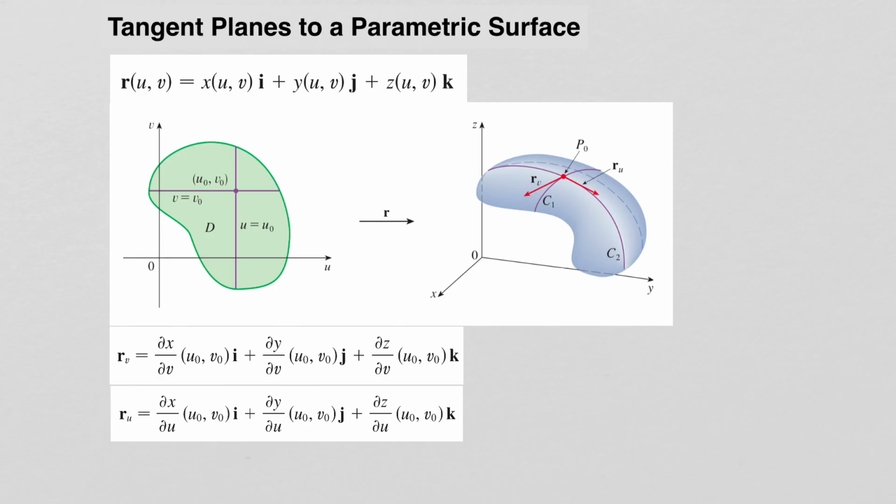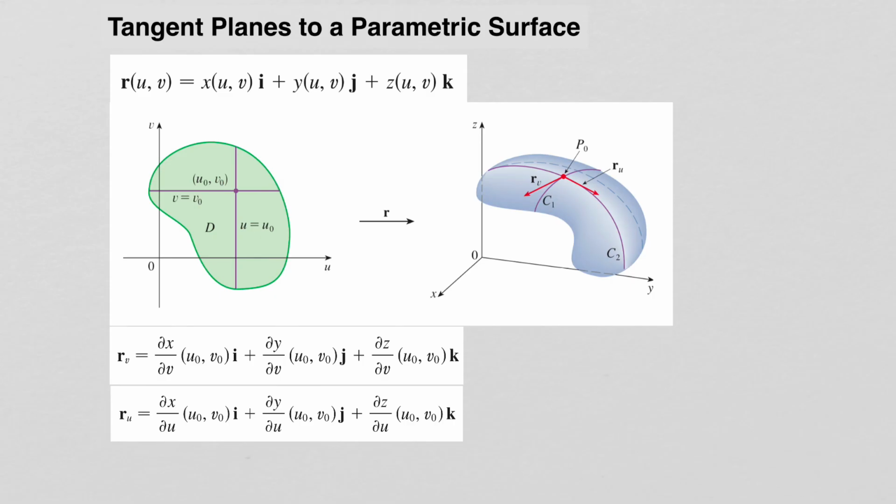So if we hold u constant, this grid line would be a grid line representing u being constant. And along that grid line, there are lots of tangent vectors that we could draw. Of course, we want to look at the tangent vector at the point P naught. So that tangent vector would be as follows. It's just the partial derivatives of x with respect to v, of y with respect to v, and of z with respect to v, evaluated at the point u naught v naught, and then multiplied by their component vectors.